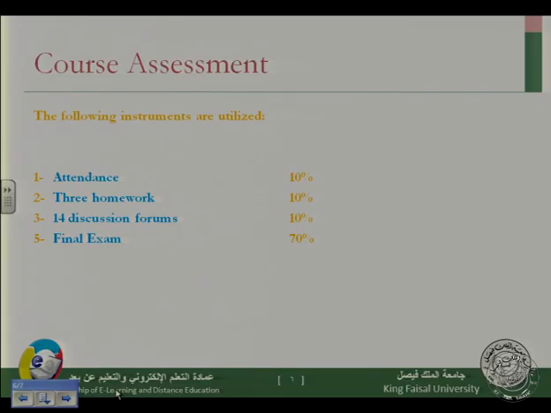Regarding the textbooks or the materials, there is a textbook. It's called Contemporary Computer Assisted Language Learning. It's very recent, 2013. I don't think it's available in the market. Maybe you can order it from Amazon. This is just for your reference. You are not required to buy the book.